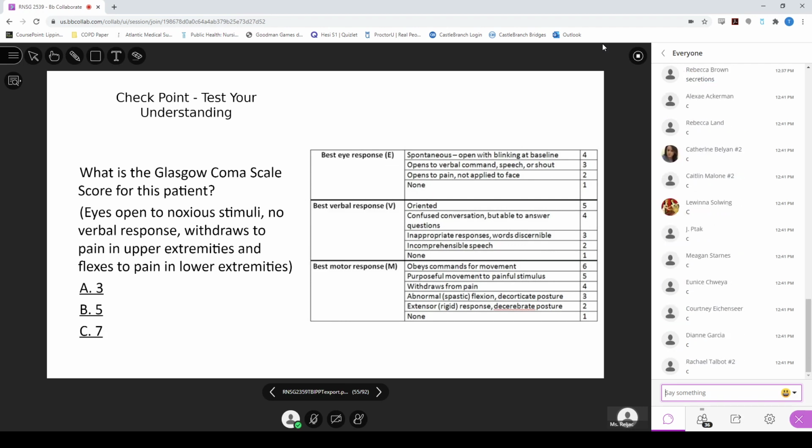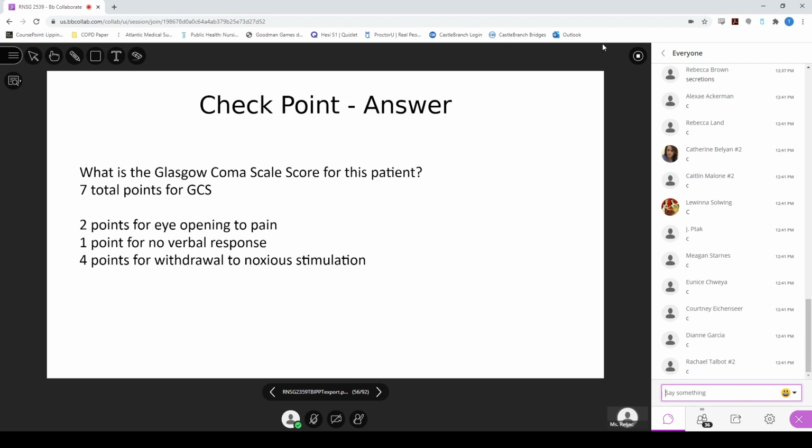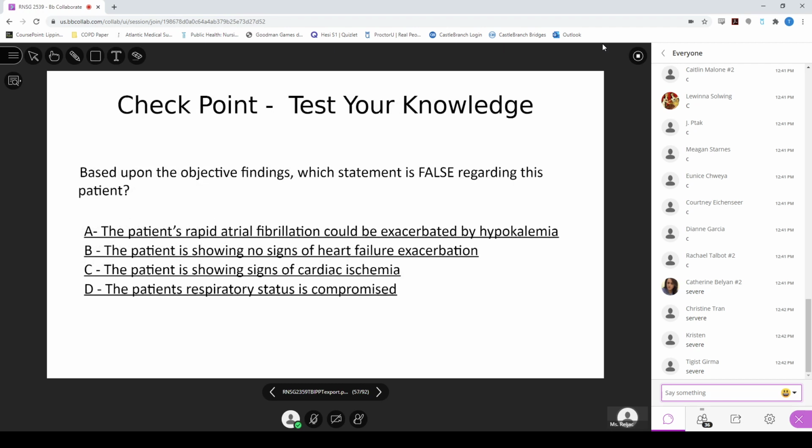Good job. It is 7. And so she got 2 points for eye opening to pain. She got 1 point for no verbal response. And she got 4 points for withdrawal to noxious stimuli. So what is the coma? Where does she fall in at? What did we talk about our levels were? We talked about extensive or severe brain injuries between what? 3 and 8. That's right. She's severe. See, y'all are learning something today.